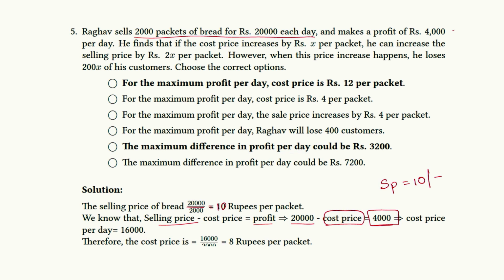So per day he sells 2,000 packets and the cost price is 16,000. So the cost price per packet will be 16,000 by 2,000, which will be equal to 8 rupees. So cost price will be 8 rupees. So he buys the bread for 8 rupees per packet and sells it at 10 rupees per packet.